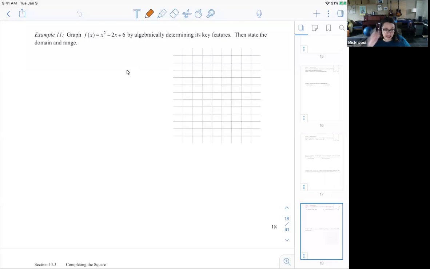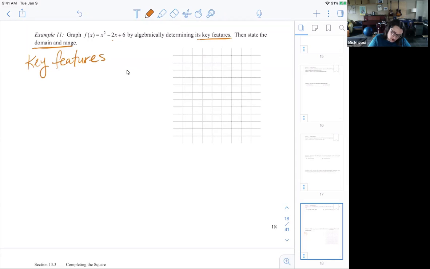Okay, so for example 11, we're going to graph f of x equals x squared minus 2x plus 6 by algebraically determining the key features, and then state the domain and the range. So you might start to think about, well, what are the key features of the graph? What do we need to do in order to get those key features?